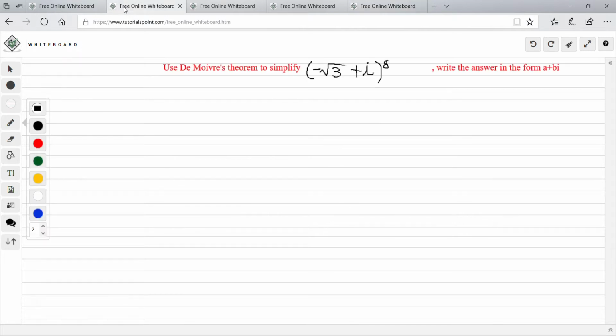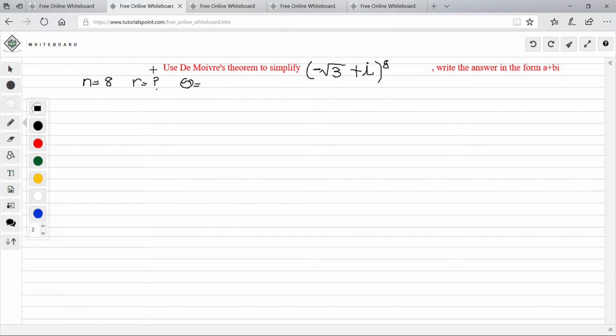Here the first problem says, use the de Moivre theorem to simplify (-√3 + i) to the 8th power. Write the answer in the form a + bi. So let's write what we have. We have n equals 8. For the de Moivre theorem, we need the radius and theta. We don't have either of these, but we can find them.